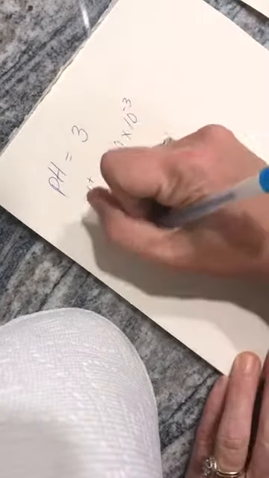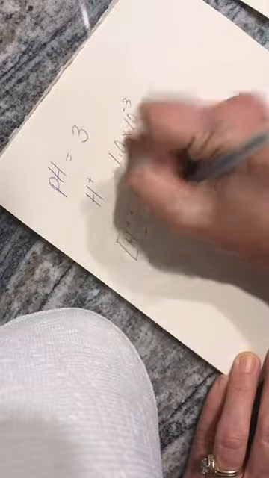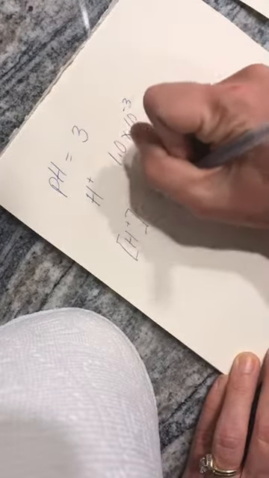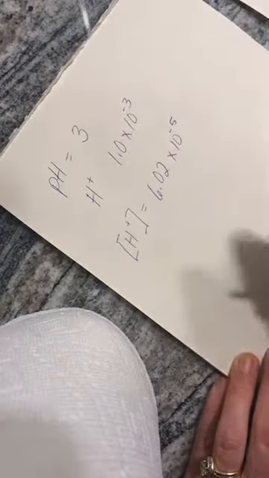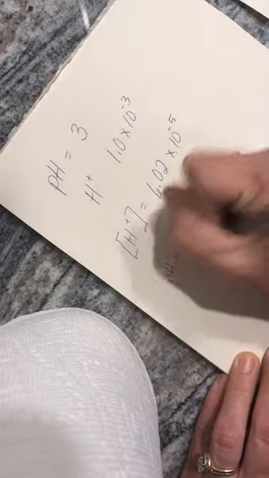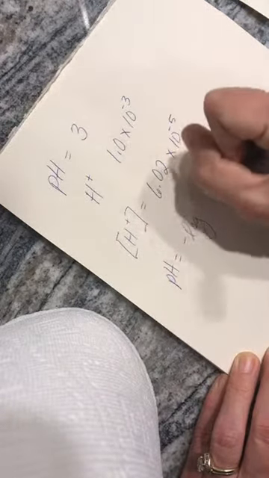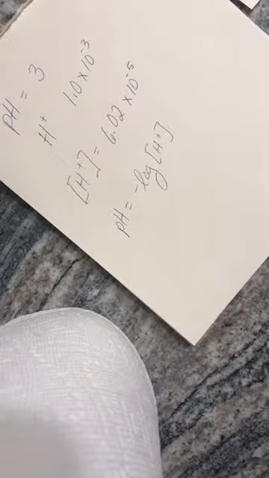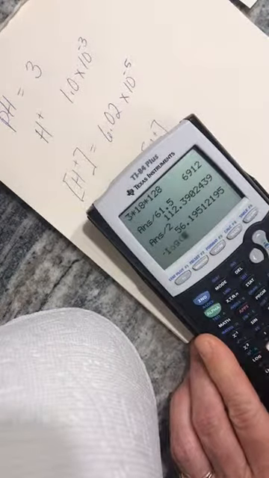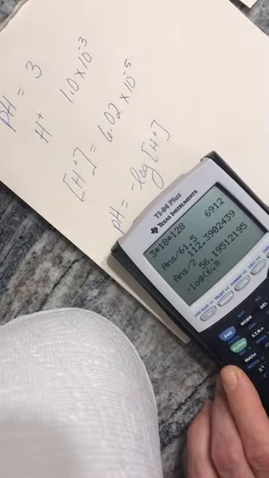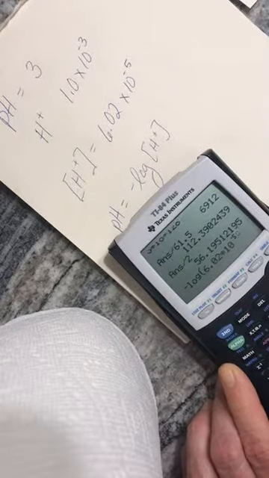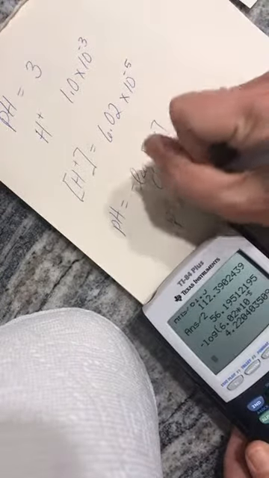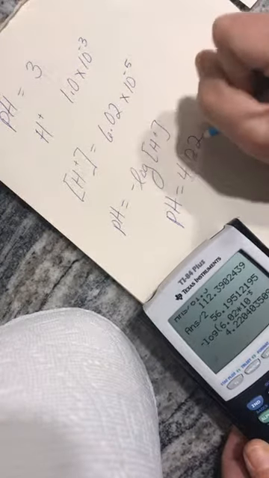All right. If instead you gave me the concentration of H plus, so let's say the concentration of H plus is 6.02 times 10 to the negative 5th, and I want to find the pH. Well, pH is equal to the negative log of your hydrogen ion concentration. So what I have to do is grab my calculator again and punch in negative log, and then 6.02 times 10 to the negative 5th, equals. And I find out that my pH is equal to 4.22.